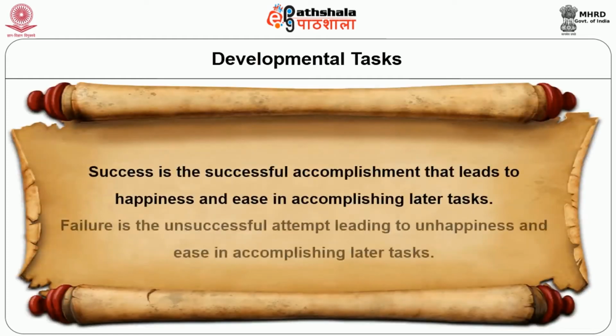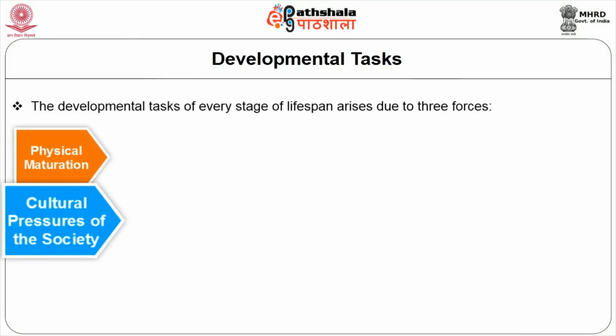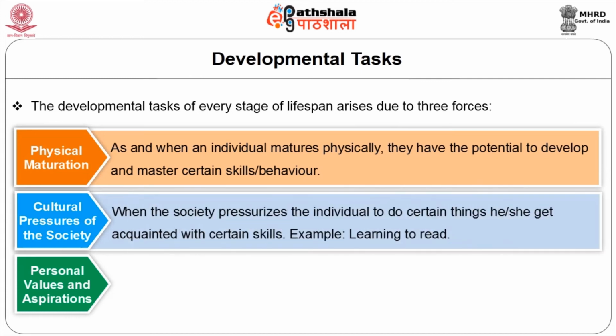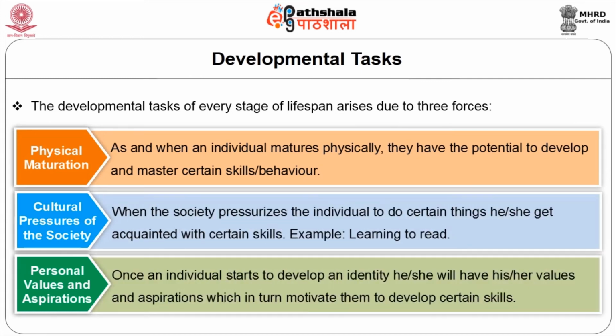Success is the successful accomplishment that leads to happiness and ease in accomplishing later tasks. Failure is the unsuccessful attempt leading to unhappiness and difficulty in accomplishing later tasks. The developmental task of every stage of lifespan arises due to three forces: physical maturation, cultural pressure, and personal values. Physical maturation: as and when an individual matures physically, they have the potential to develop and master certain skills and behavior.